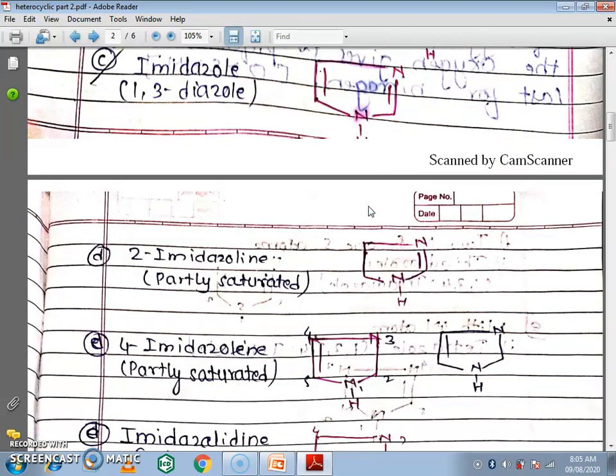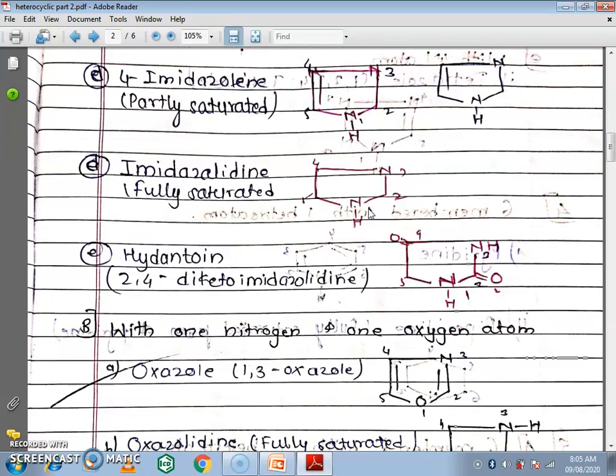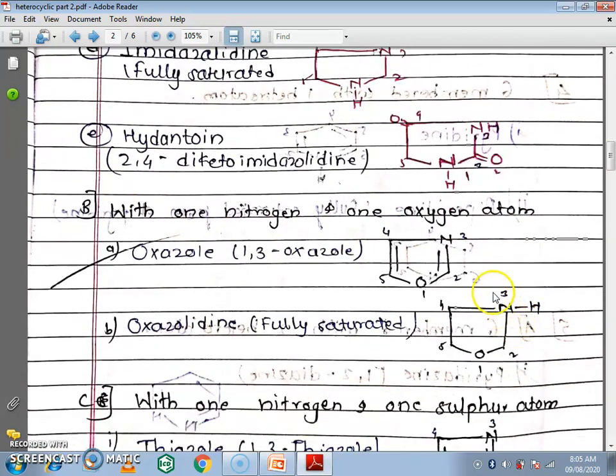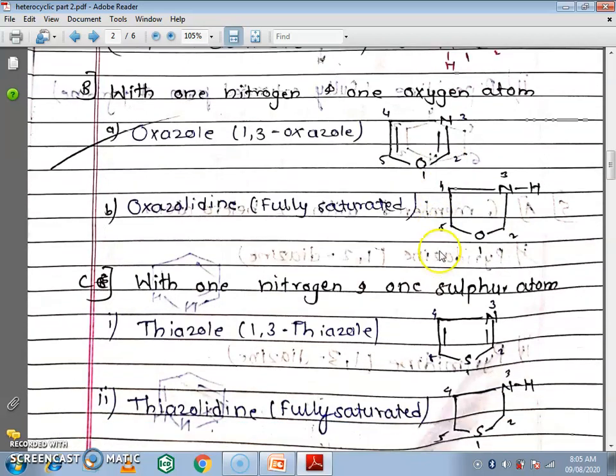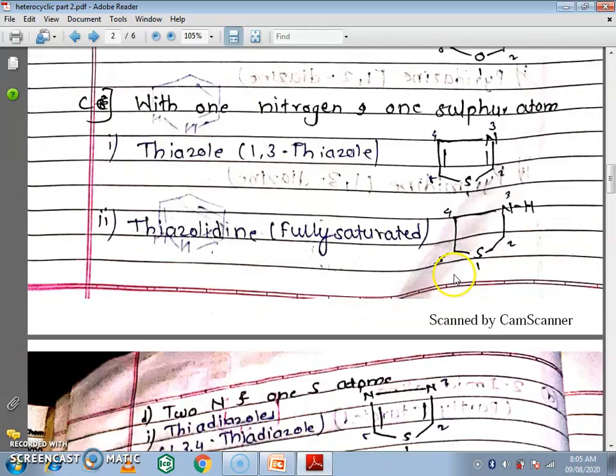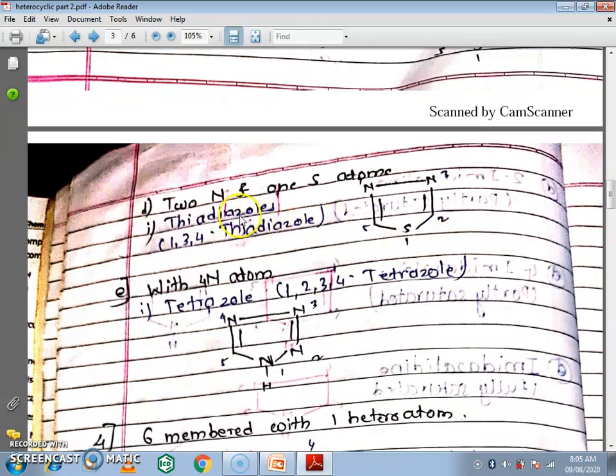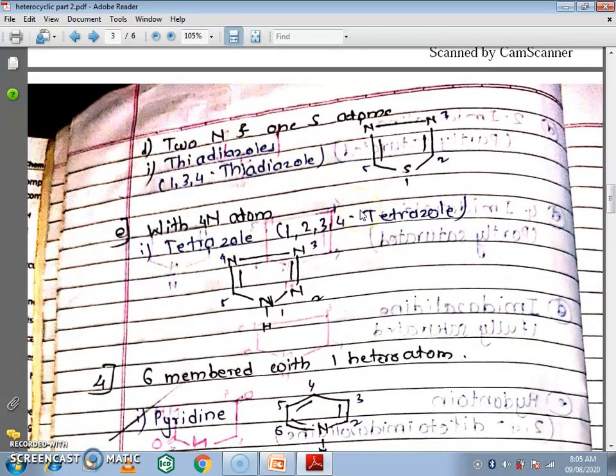Next we saw the one with 1 nitrogen and 1 oxygen atom in the 5-membered ring. Next we saw the 5-membered ring with 1 nitrogen and 1 sulfur atom. Next we saw the 2 nitrogen and 1 sulfur atom. Next one is the 5-membered ring with 4 nitrogen atoms. These are some 5-membered ring examples.